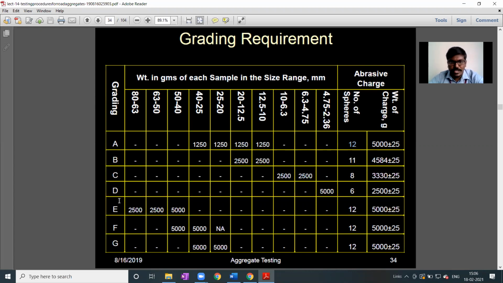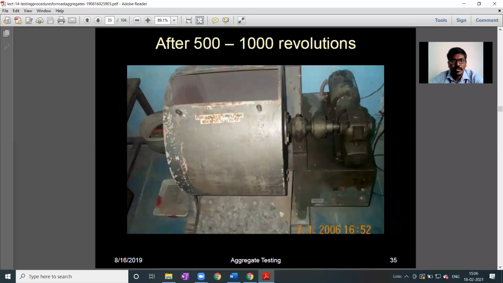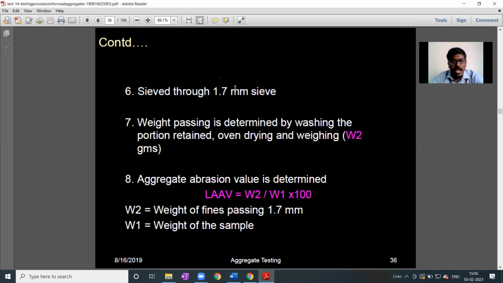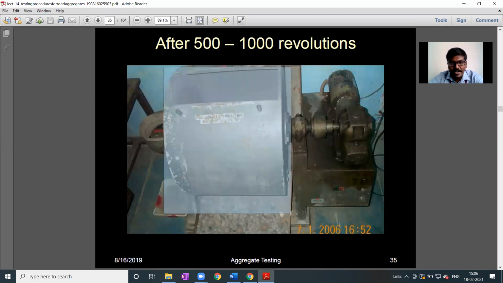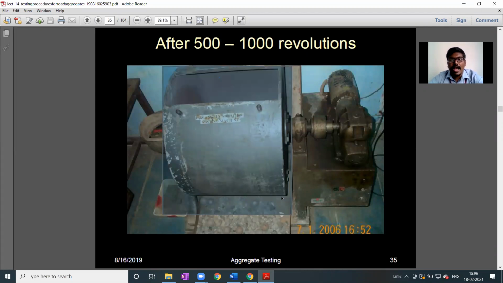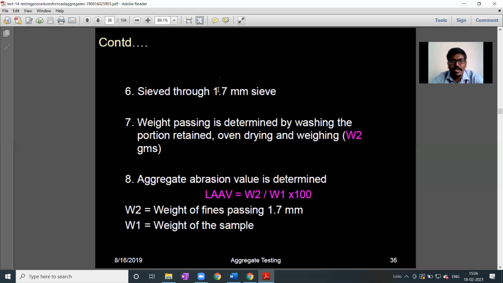So in this way, you choose the grade and whatever sieves are required, take those sieves and get the weight. This is the abrasion machine. This is the opening. In this opening, we will be pouring the aggregates which we are taking along with the steel balls. After rotating this abrasion machine for 500 revolutions for grades A, B, C, D, and 1000 revolutions for E, F, G, we will stop this machine and we will sieve those aggregates through the 1.7 mm sieve.